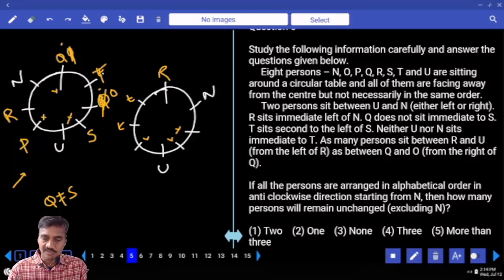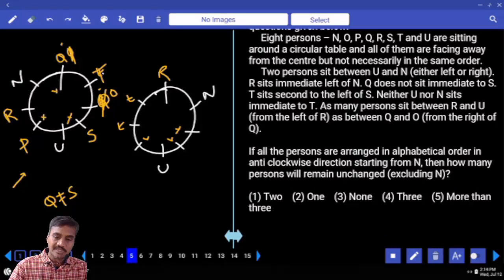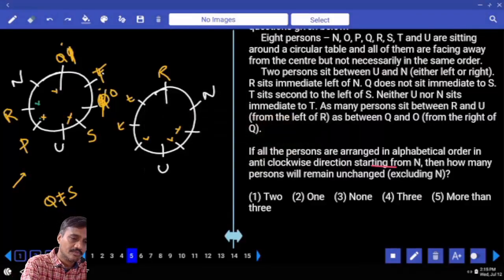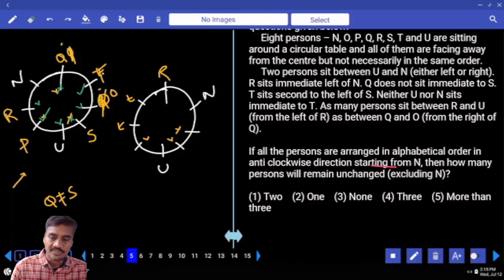And fifth one, if all the persons are arranged in alphabetical order in anti-clockwise direction, starting from N. Starting from N in anti-clockwise direction, N, O, P, Q, R, S, T and U. Then how many persons remain unchanged? Now there are 2. Who are those 2? P and T. And 2, that is choice 1, question number 5.